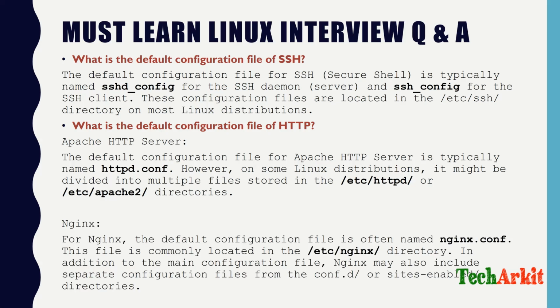For nginx, which is also an HTTP server, the configuration file is nginx.conf. This file is commonly located in the /etc/nginx directory. In addition to the main configuration file, nginx also includes separate configuration files from /etc/nginx/conf.d, which provides the sites-enabled directories for further configurations.